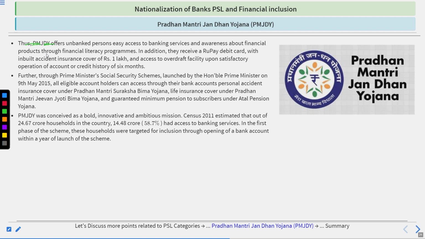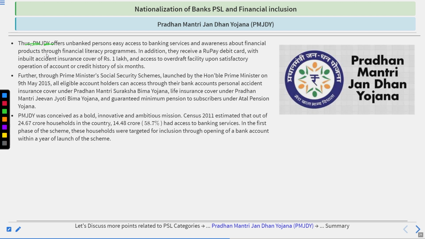Thus, the PMJDY offers unbanked persons easy access to banking services and awareness about financial products through financial literacy programs. In addition, they received a RuPay debit card with inbuilt accident insurance cover of rupees 1 lakh and access to an overdraft facility upon satisfactory operation of the account or credit history of 6 months.